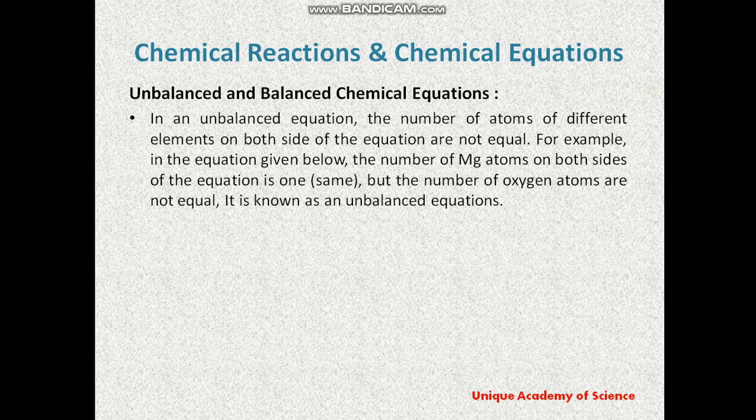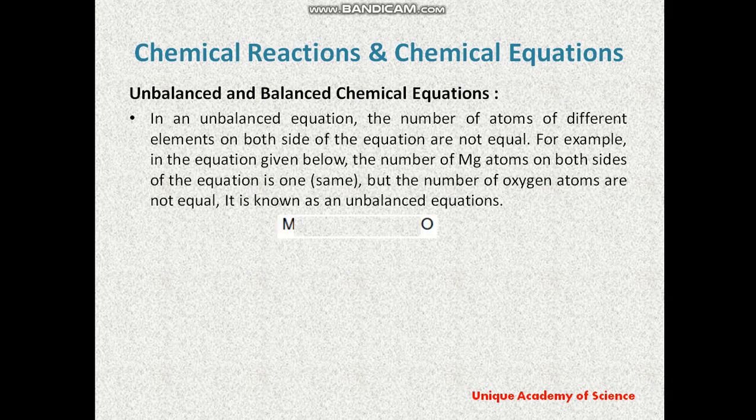Now, in an unbalanced chemical equation, we write a chemical equation and find the total number of elements on the left side and the total number of elements on the right side. If the elements are the same on both sides, then the equation is balanced. But if the number of elements is not the same on both sides, then we say the equation is unbalanced.